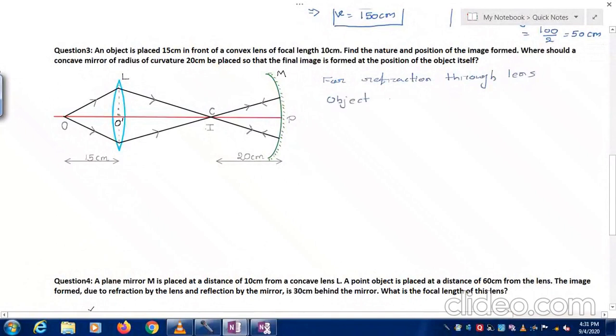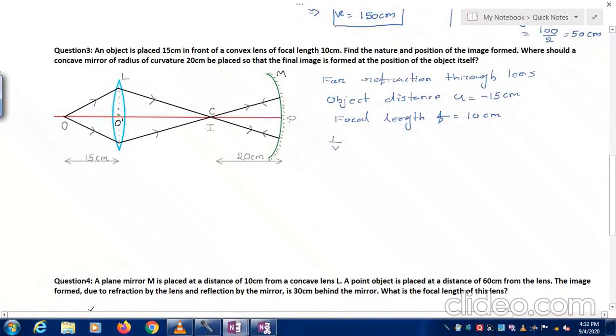Object distance U is equal to minus 15 centimeter. It is given. Again, focal length F is equal to 10 centimeter. It is a convex lens, so its focal length is positive. Then we have to find the image distance first.